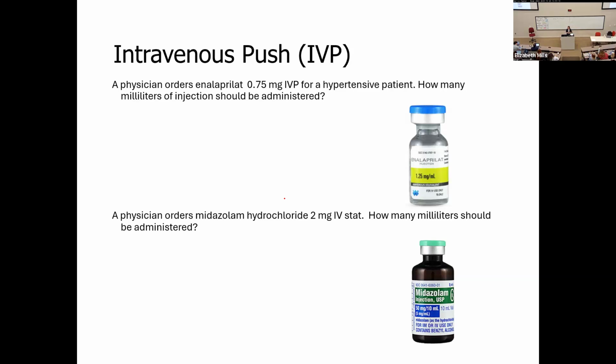So the very first question here says a physician orders enalapril 0.75 milligrams IV push for a hypertensive patient. So enalapril is the IV form for enalapril that is an antihypertensive that comes in an oral formulation that should be on your top 100. Okay. How many milliliters of injection should be administered?